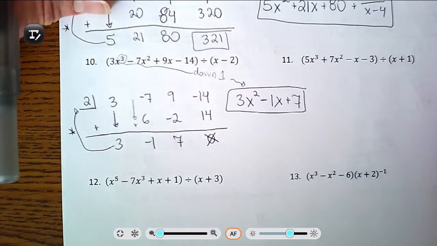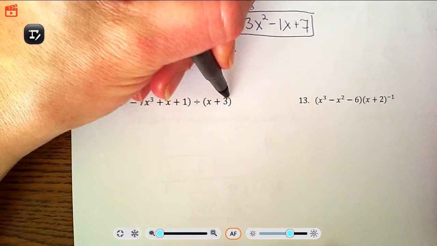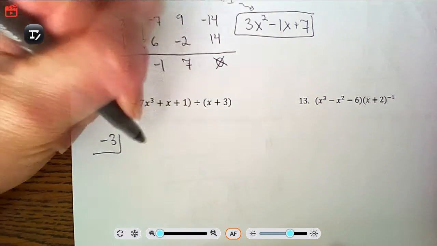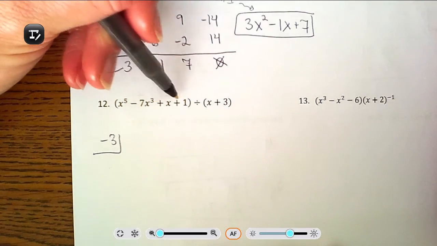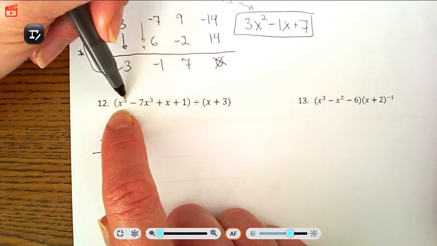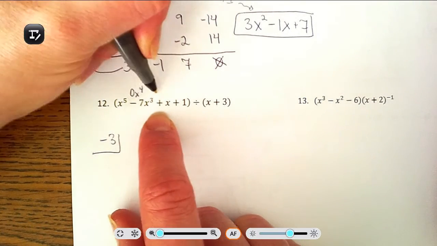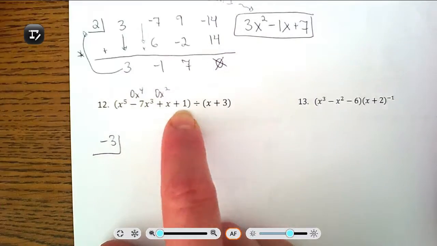No remainder, so that's it. Okay, let's do one more problem. We're going to do number 12. Over here, put the opposite sign in the box. Put out your coefficients, but look at this. We have a whole slew of coefficients missing. So we have a 5th power. We don't have an x to the 4th. We have a 3rd power. We don't have an x to the 2nd. We do have an x, and we do have a constant.